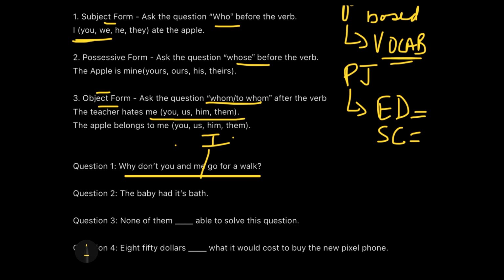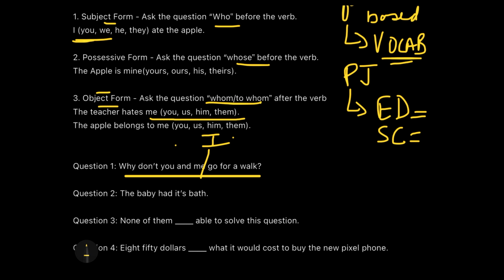Now, question number 2. The baby had its bath. If you find something fishy, please let me know in the comment section what should be the correction over here in question number 2. I hope that you have done it. If not, then you can pause this video, do it, and then come and play back the video. So here is the answer, and if you got it right also, then let me know in the chat or the comments so that I get to know that you people are actually benefiting out of it.